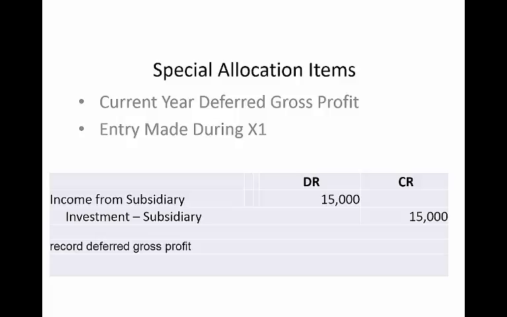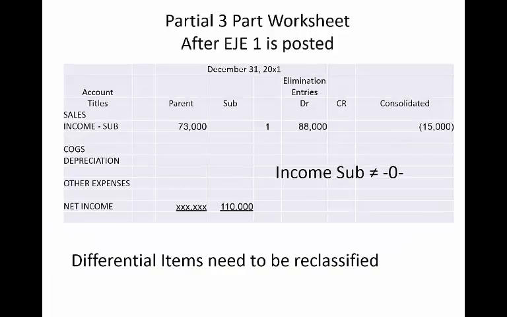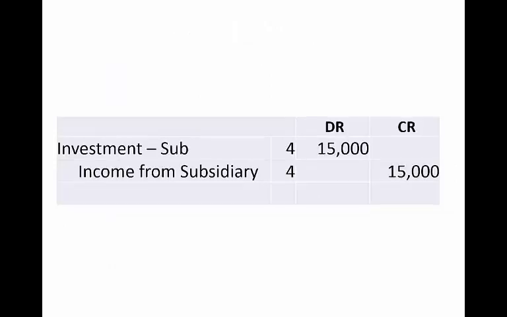Well, we have to reverse that out, because if we don't, we're going to end up with something like this. Now remember, the $73,000 consisted of the sub's net income of $88,000 minus the $15,000 deferred gross profit, $73,000. So we have to get rid of that, or the income sub account won't be zero. So this is the entry we're going to make for consolidation purposes. We're going to reverse that equity method entry out. I'm going to debit the investment sub, credit income from sub.